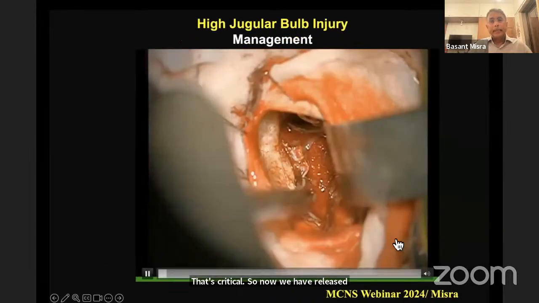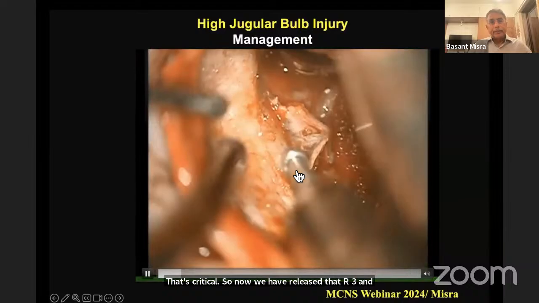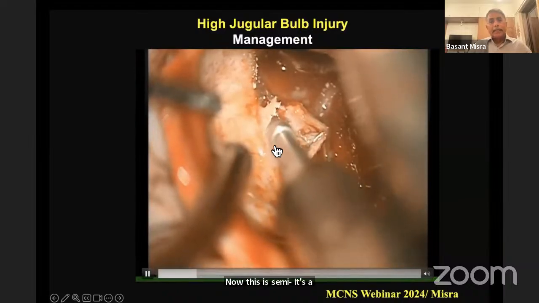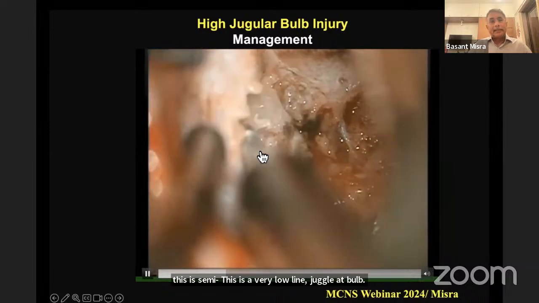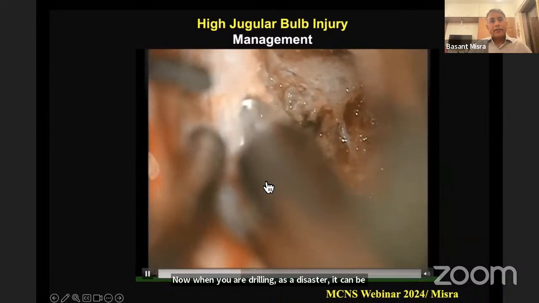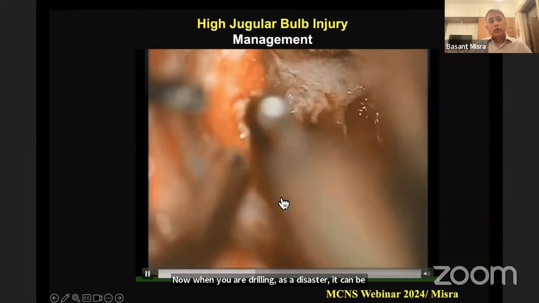And the routine way. Now, this is a semi-sitting position. This is a very low-lying jugular bulb. Now, when you are drilling, it can be a disaster. A patient can die of this. So one has to be very, very quick to take care of it.